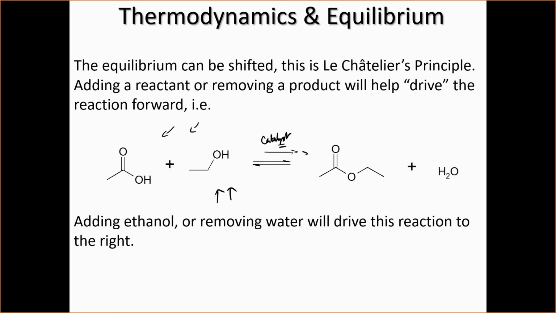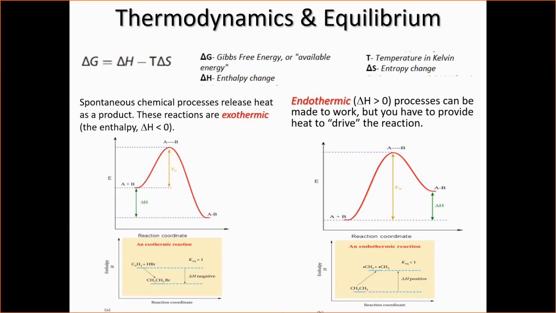But an unfavorable reaction does not mean that it does not take place. You can force the unfavorable reaction towards the favorable direction by increasing the concentration, by using a catalyst, by using heat, and pressure. Based on that, we can categorize reactions into two major groups: the exothermic reaction and the endothermic reaction.